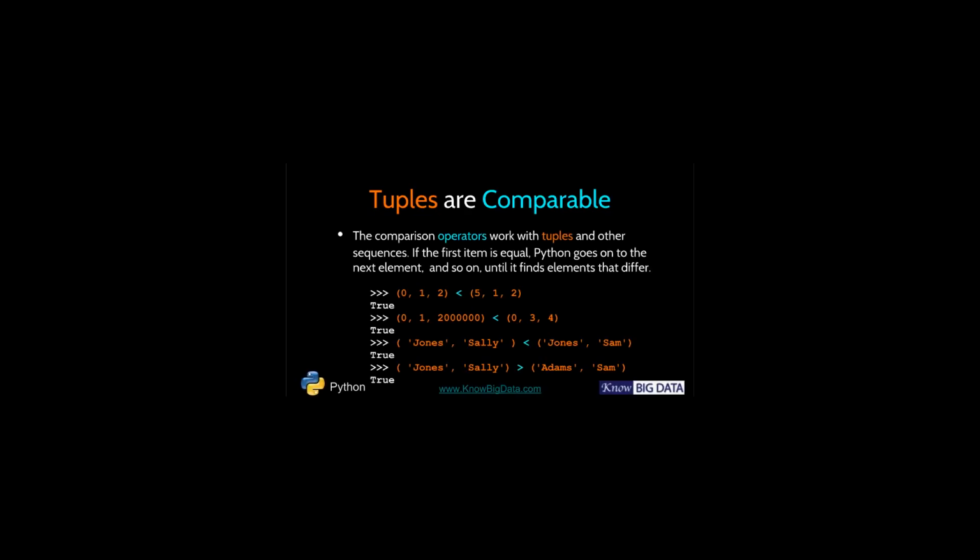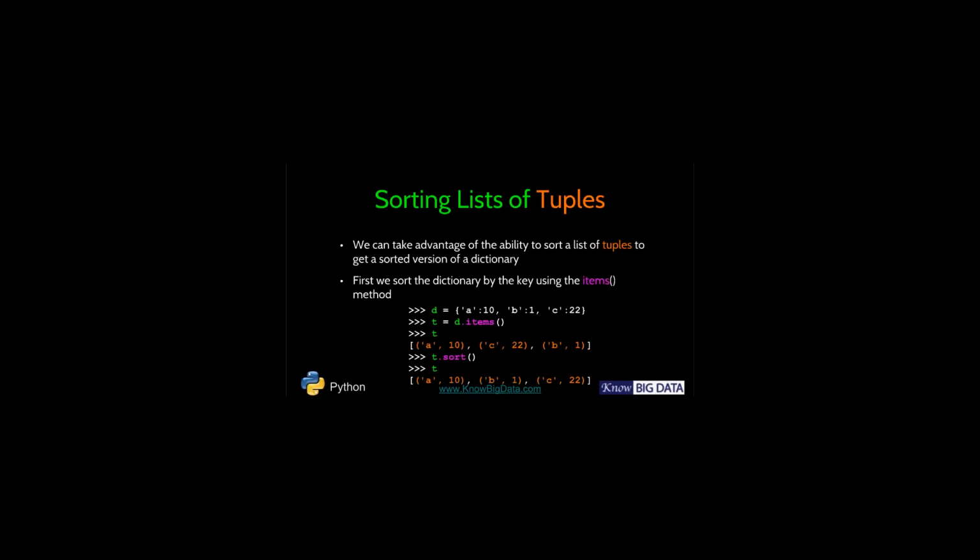Next is, tuples are comparable just the way lists are. You can compare two tuples, and the logic remains the same. The way we compare two strings, in the same way we compare two tuples.